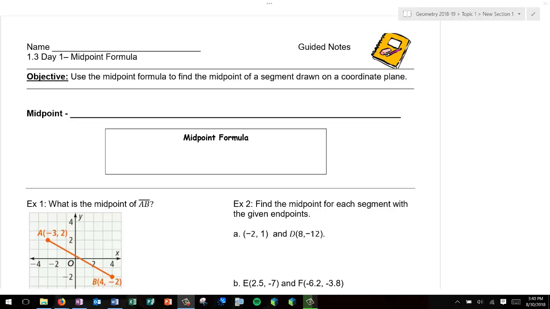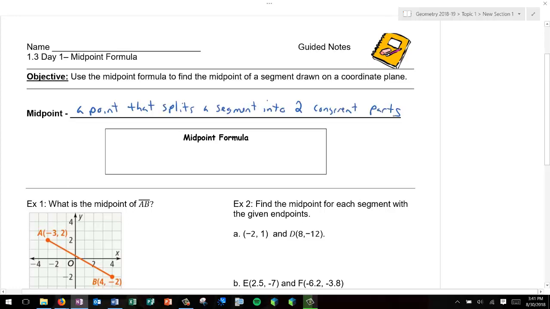So before we do that, the idea of a midpoint is it is a location or a point that splits a segment into two congruent parts. So it splits it down the middle. It's the middle point, and so it creates two congruent pieces. So if a segment was 10, the midpoint would make two 5-unit pieces.